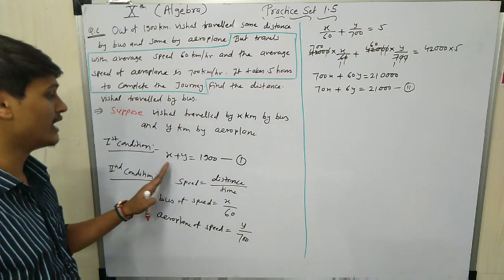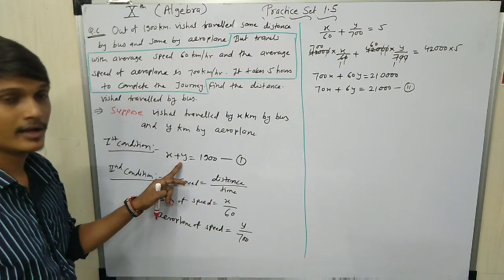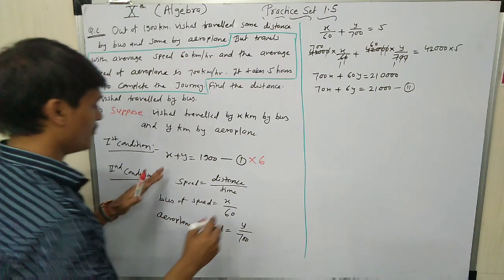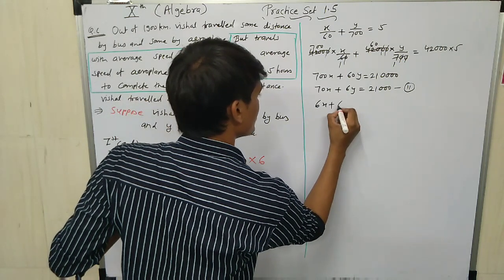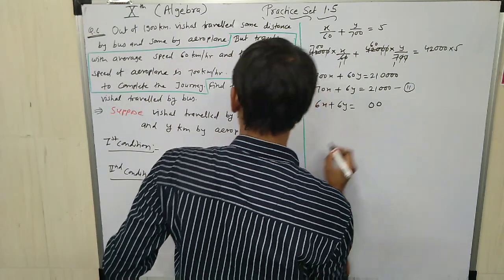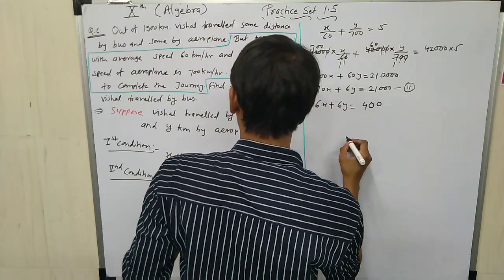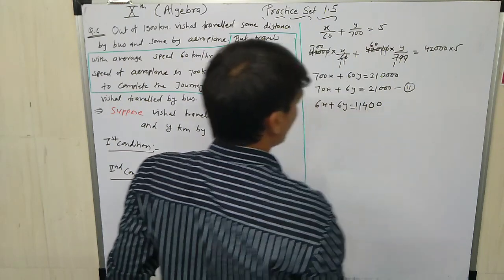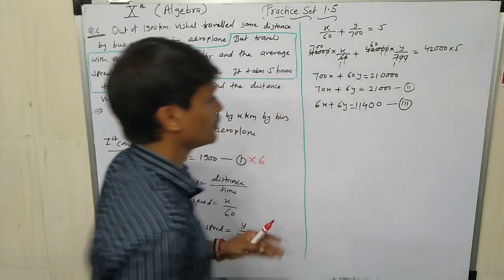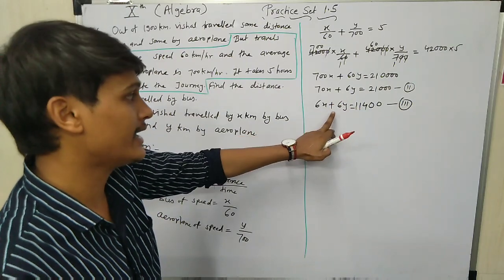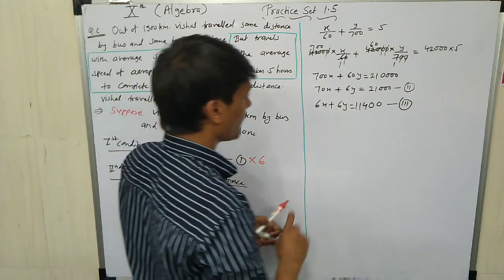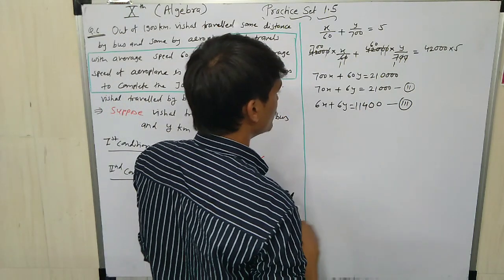Now the first equation has constant coefficient of y, which is 1. We multiply here by 6. Understood? Multiply: 6x plus 6y is equal to 11,400. Now this is equation number 3. Understood? There is positive sign on 6y, there is also positive sign. We apply subtraction here.